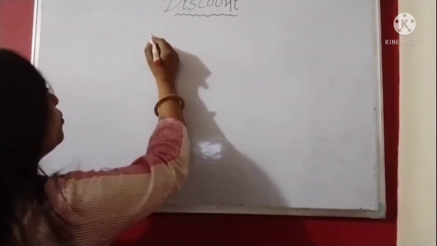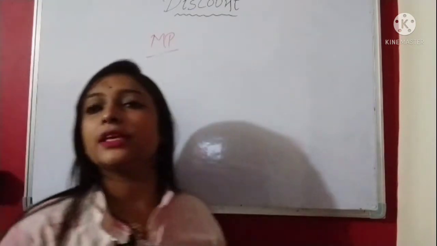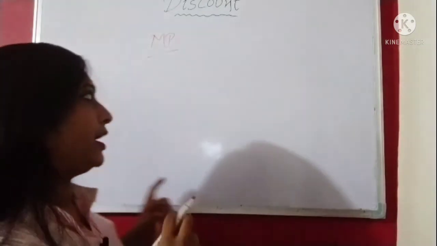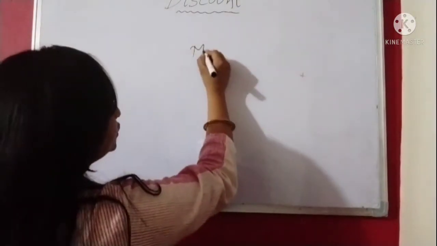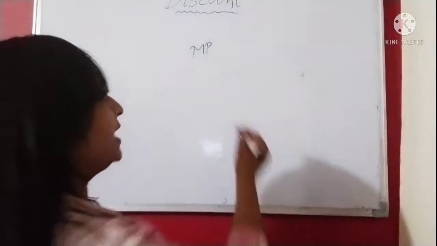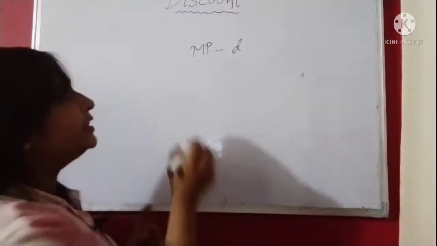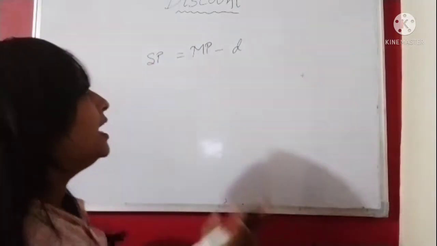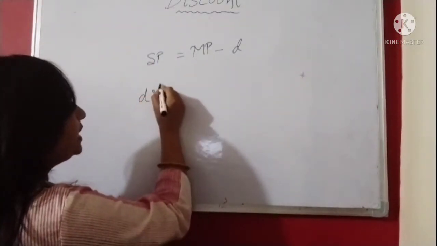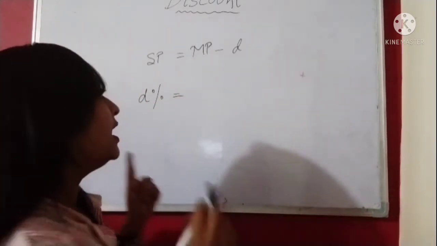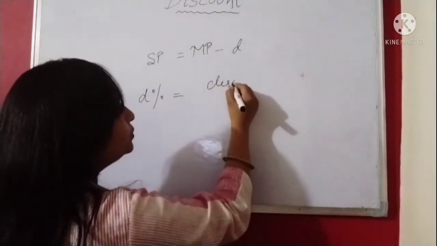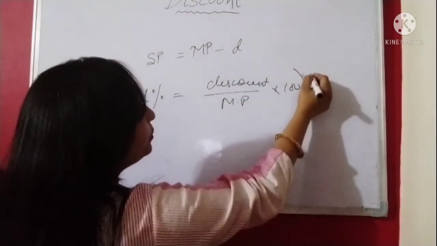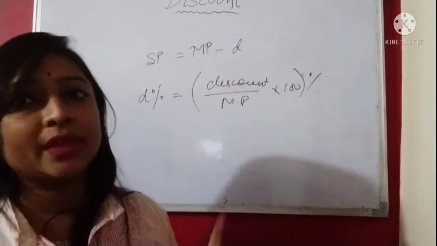So if we have MP, the first thing that we should know is discount is always applied on the marked price, right? Now, when we have a marked price and from that marked price we reduce the discount, then we get the selling price. This is the very first formula of the concept. Next formula, if we are supposed to find out the discount percentage, then we have the formula discount upon marked price into 100, and here we will have the percentage sign, right?